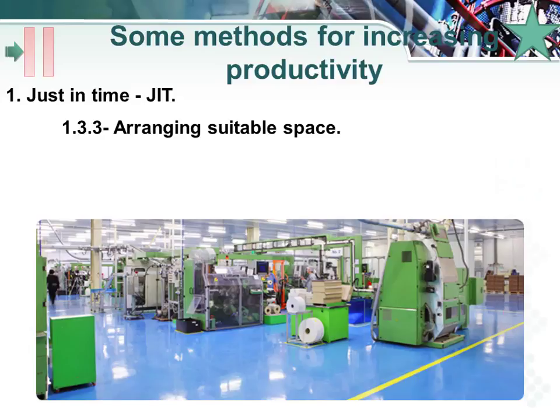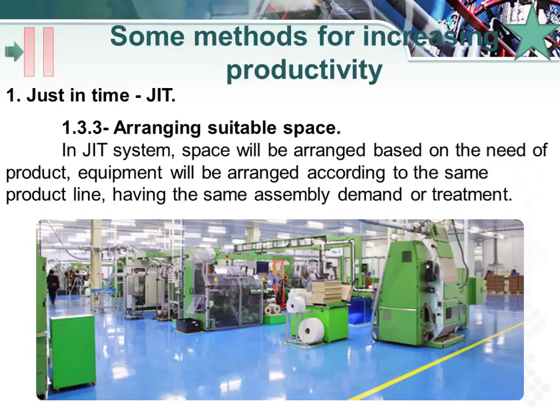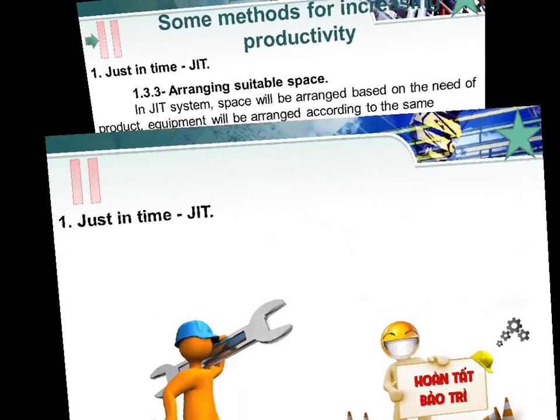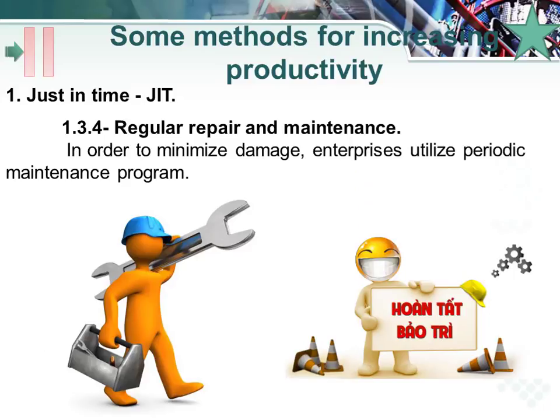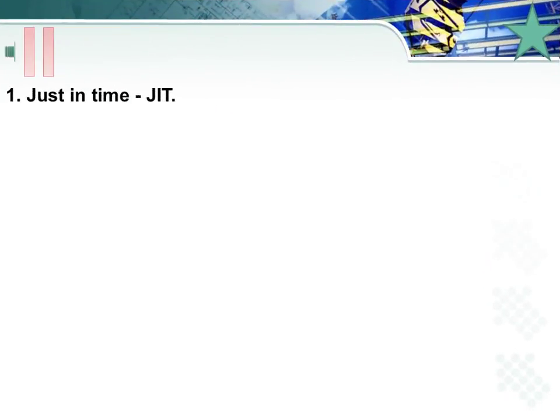Third, acquiring suitable space. In the JIT system, space will be arranged based on the needs of products. Equipment will be arranged according to the same product line, having the same assembly demand or treatment. 4. Regular repair and maintenance. In order to minimize damage, enterprises utilize periodic maintenance programs.